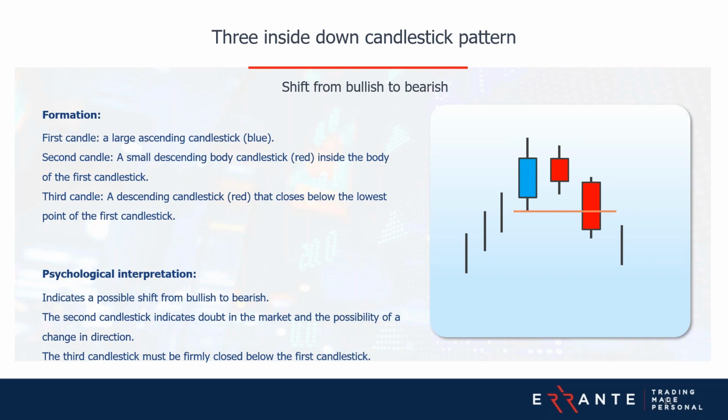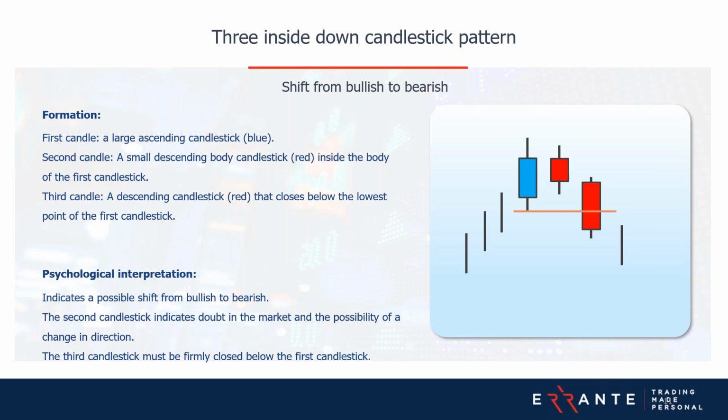And then we see the second candle introduces uncertainty in the pattern. This is a small red, or traditionally black, descending candlestick, and crucially this candle is contained within the range of the first candle's body. This is the first step to recognize this pattern, and this suggests that the bullish momentum is being questioned by sellers, and traders should be alert for a potential reversal.